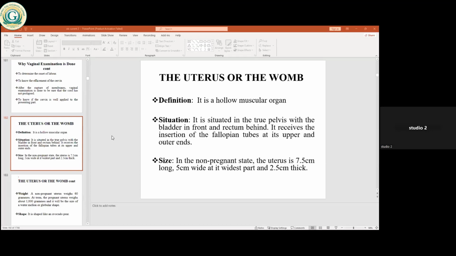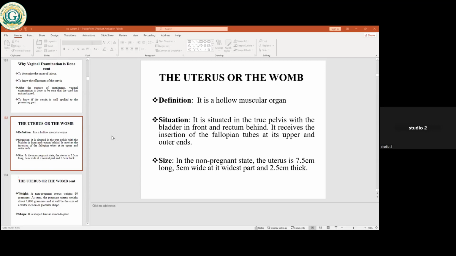So let's proceed. When you look at the uterus, it's in a true pelvis. Again, as I said, the female pelvis we will go to later. It is situated in the true pelvis with the bladder in front of it and the rectum behind, just like the vagina. The bladder is on the top and the rectum is behind. It receives the insertion of the fallopian tubes at its upper and outer ends.